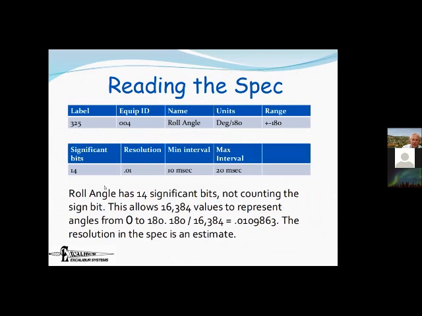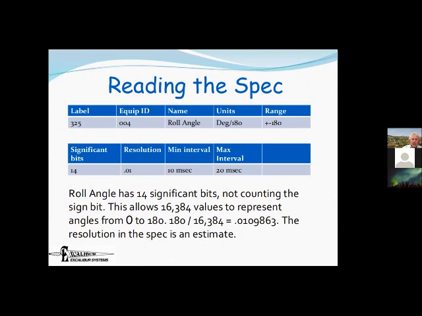Okay, another example of reading the spec is roll angle. So roll angle is labeled 325 under equipment ID 4. Now, the other thing that you know from the spec, by the way, is whether it's a BCD or a BNR. Turns out that in the 429 spec, you've got like 6 pages of definitions of labels and equipment IDs for BNR, and then another 6 pages of labels for BCD. So by knowing what page you're looking at, you know whether it's a BNR or a BCD.